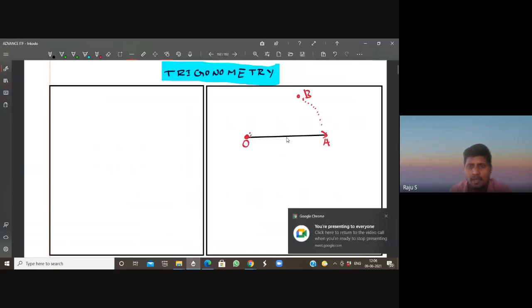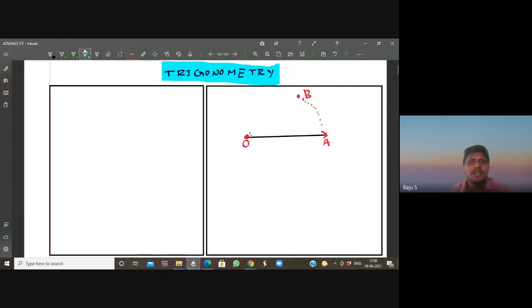OA is the initial ray. This is rotating. See here, in two directions it may rotate. This is called anti-clockwise direction. This is anti-clockwise direction. This is clockwise direction.